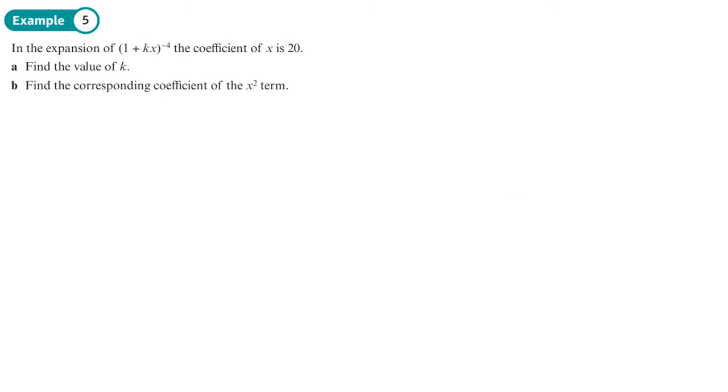In this question it says, in the expansion of (1 plus kx) all to the power -4, the coefficient of the x squared term is 20. Part A, find the value of k. In other words, work out what this is.